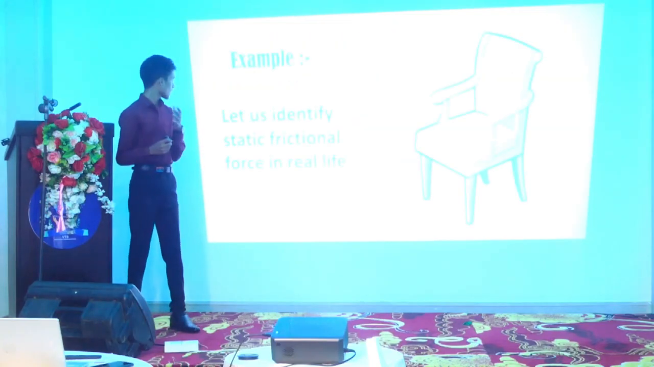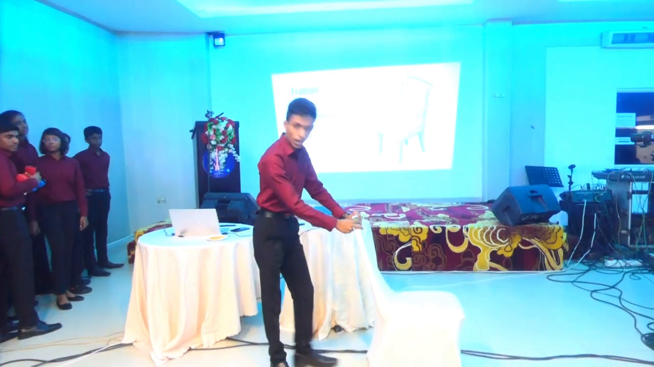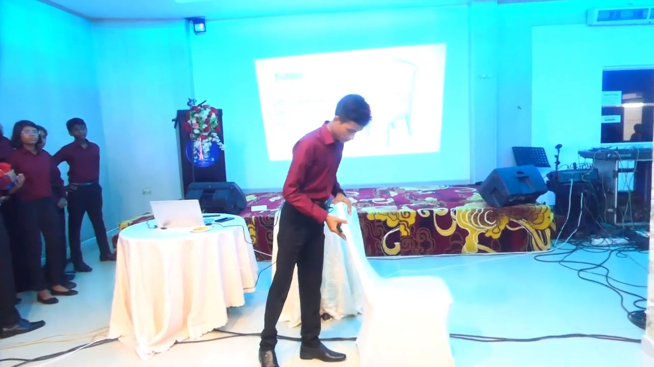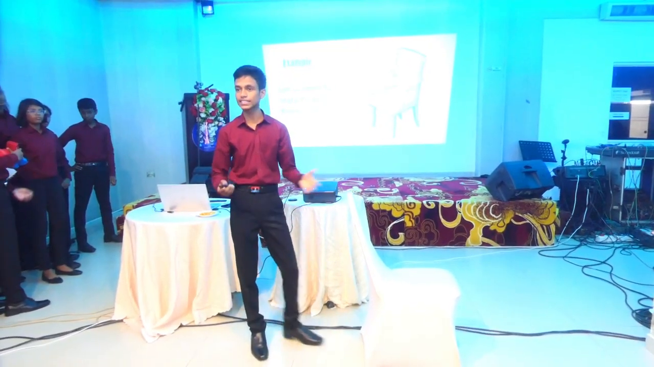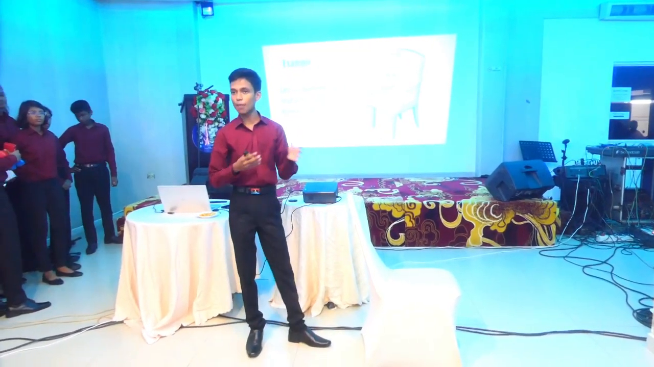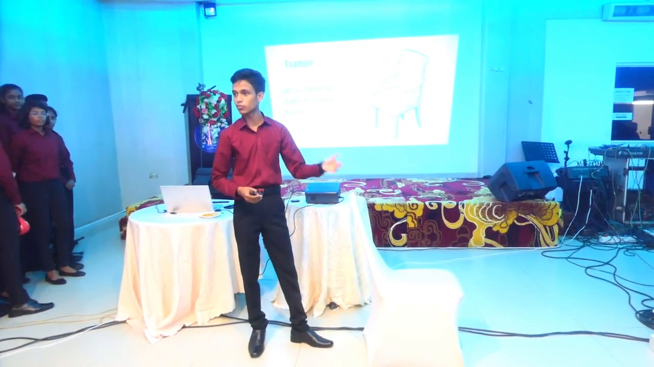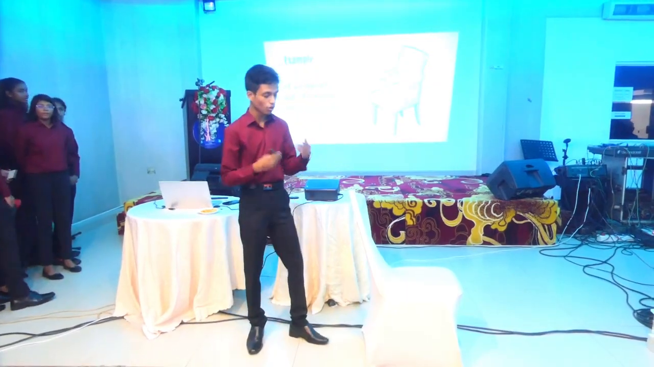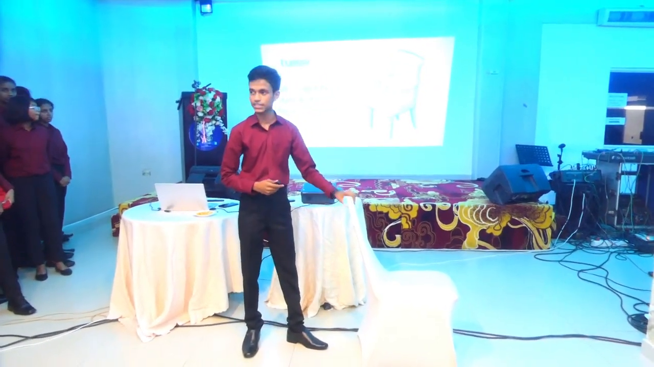We can identify static frictional force by the following example. Now I am going to apply a little bit of force to this chair. But you see, there is no motion in this chair. Why is that? Because the force that I apply to this chair is balanced by the friction that is exerted from this chair. Because of that, there is no motion in this chair. This is what is simply called the static frictional force.